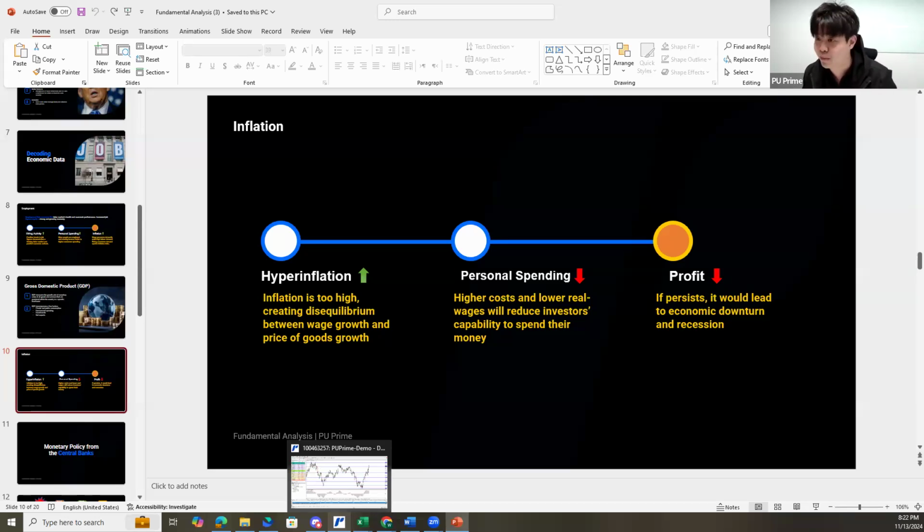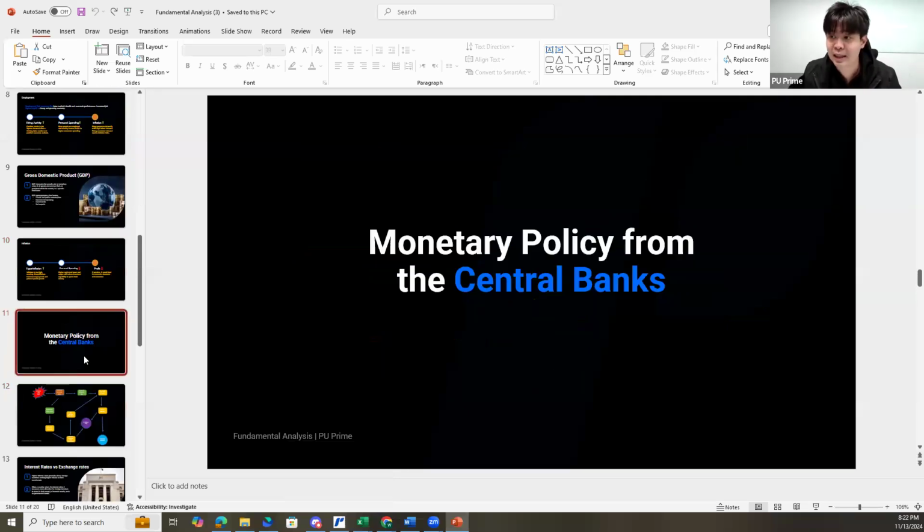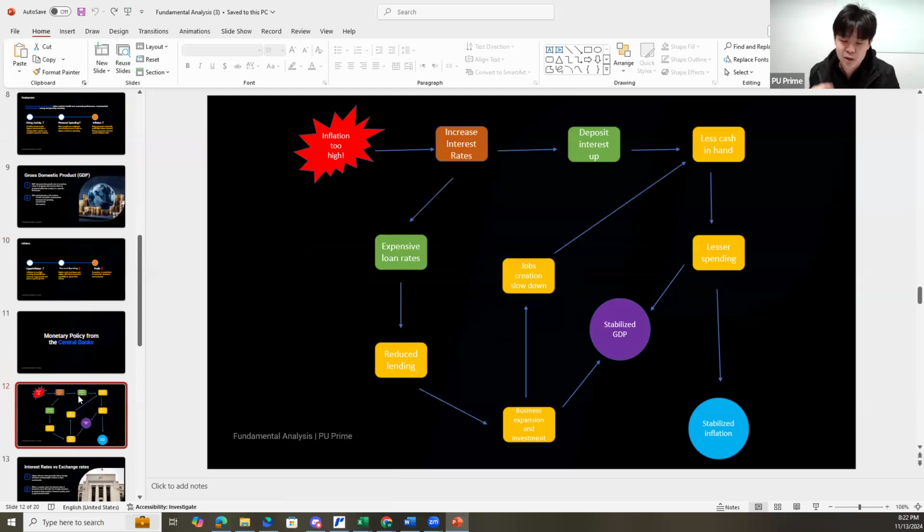What's the policy they're going to impose? This should be the interest rates. Interest rate decisions are part of the monetary policy from the global central banks. Interest rate is something very, very interesting, because when inflation is too high, the central bank should come out and increase interest rates. Why? One of the solutions to solve high inflation is increasing the interest rates, because when interest rates are increased, people will save more money because the deposit interest rate will be increasing.